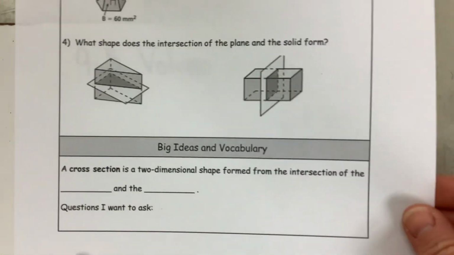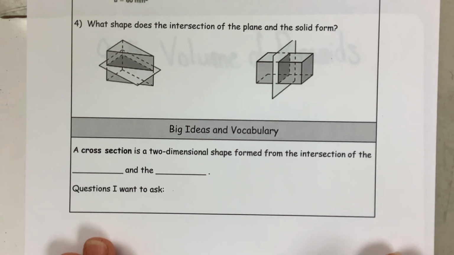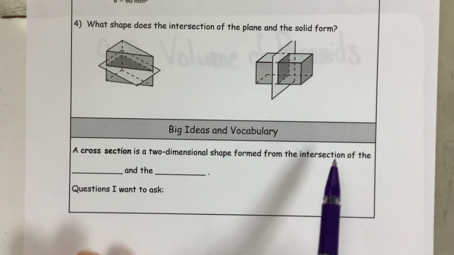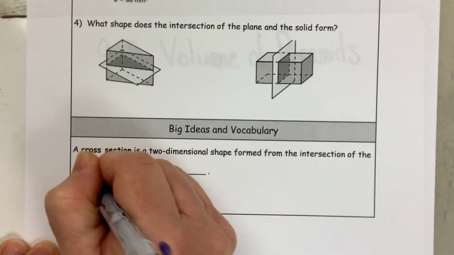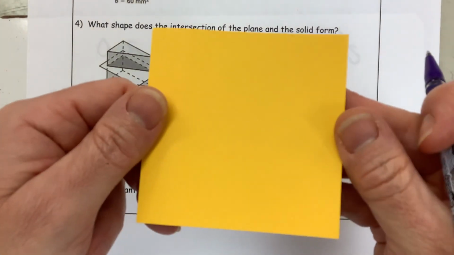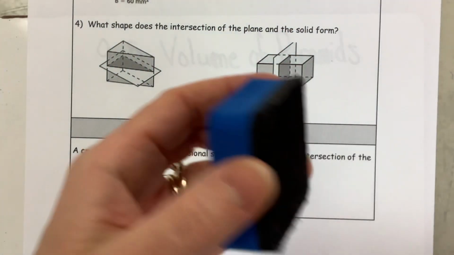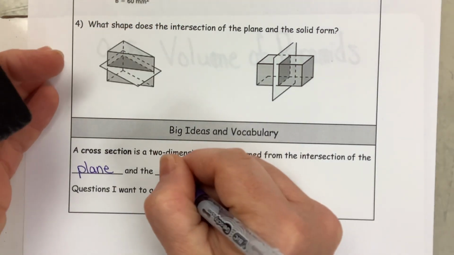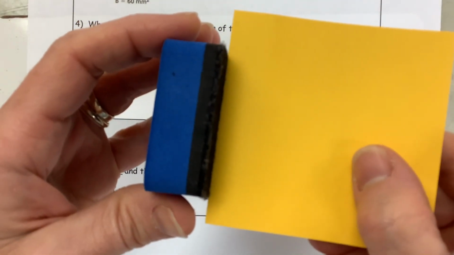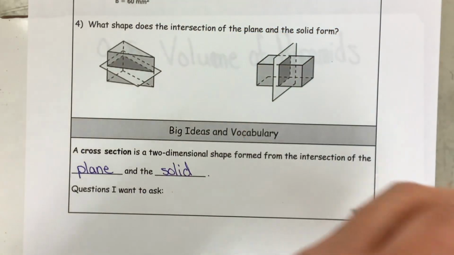We're gonna start down here. We're going to be learning about something called a cross-section. A cross-section is a two-dimensional shape, okay, formed from the intersection of the plane. So a plane is something flat. For instance, a piece of paper is a plane. Okay, this is a plane, it's 2D. And when it intersects a solid, so this is a solid. Okay, so when we take our plane and intersect our solid, what we're looking at is what shape is going to be cut out of there.